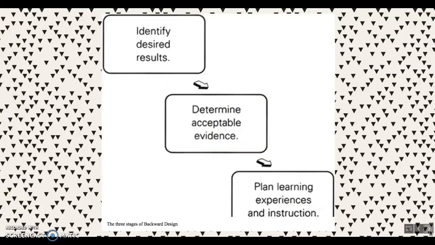The first stage is to identify desired results. The second stage is to determine acceptable evidence. And the third stage is to plan learning experiences and instruction.